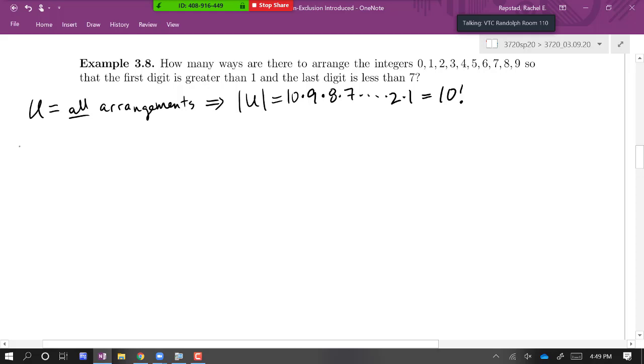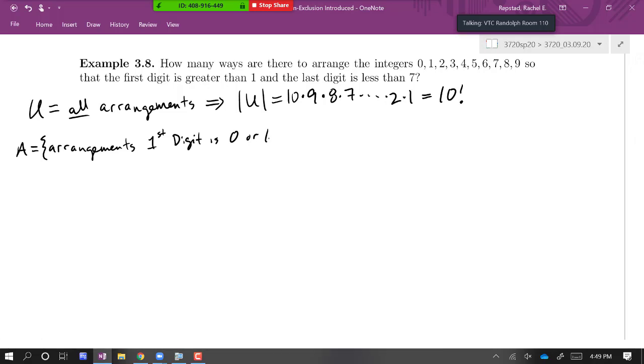So I'm going to define a couple of sets. I'm going to let A be the set of arrangements where the first digit is 0 or 1. Notice that that is exactly the complement of what I'm looking for, that restriction, because they talk about the first digit being greater than 1. So I'm just taking the complement of that.